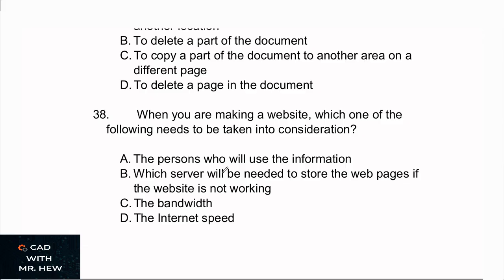Right? 38. When you're making a website, which one of the following needs to be taken into consideration? A. The persons who will use the information. B. Which server will be needed to store the web pages if the website is not working? C. The bandwidth. D. The internet speed. The best answer is A. All right, that's the best answer.